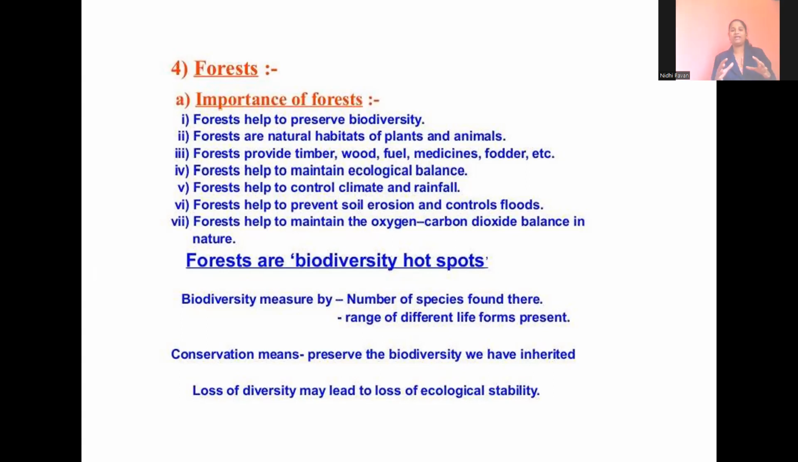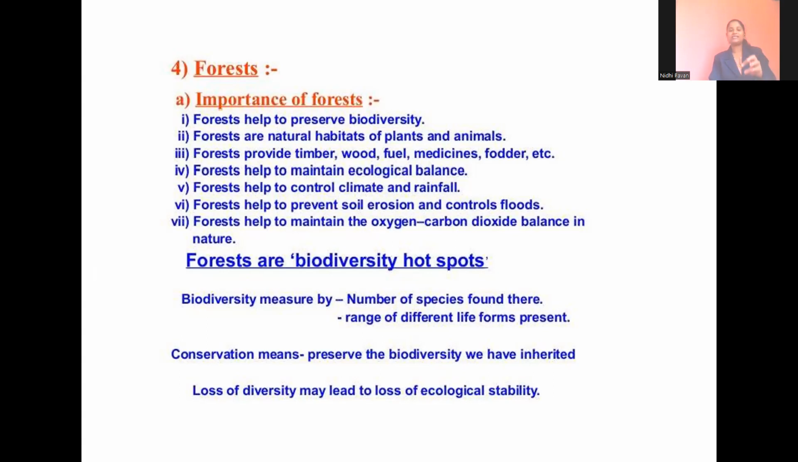It controls the floods. Floods means what? If it rains heavily, all the water will not come directly into the cities. It is due to the forest. Forests also help to maintain oxygen and carbon dioxide gases in nature. So these are all the importance of forests, we can say.